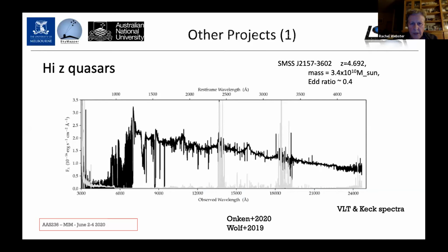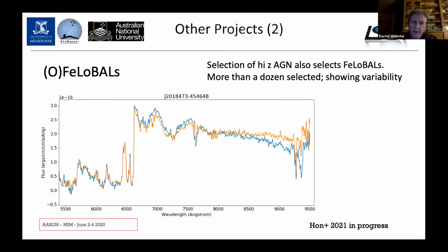Two quick slides on other projects. A recently submitted paper from Chris Onken and Chris Wolf with their latest high-z quasar. This is obviously very bright, very massive, with an Eddington ratio of 0.4. With SkyMapper we won't go to high redshift, but we will get these very massive AGN. And of course, because these are selected by dropouts, we're also finding a lot of FeLoBALs, or overlapping FeLoBALs. Here's one here. We've got at least a dozen already, but they're coming in thick and fast, and I think they provide really interesting science to further understand AGN.